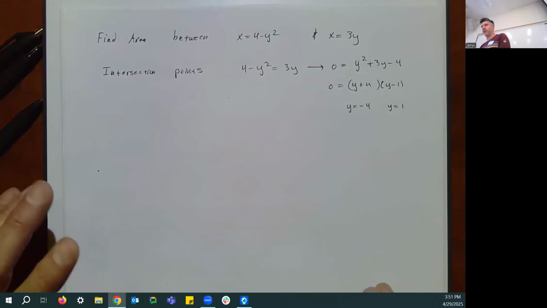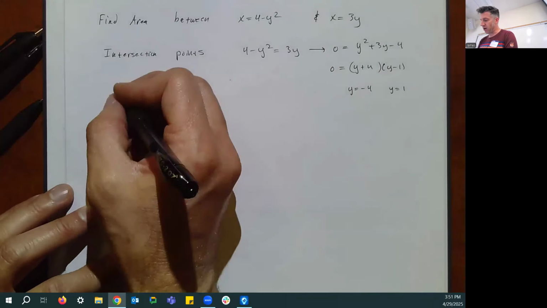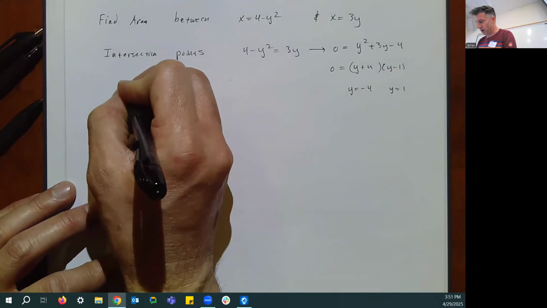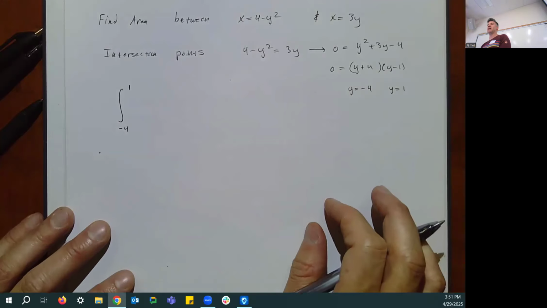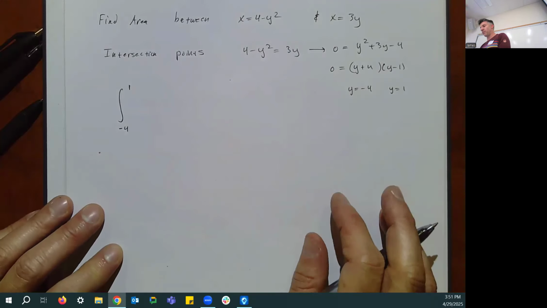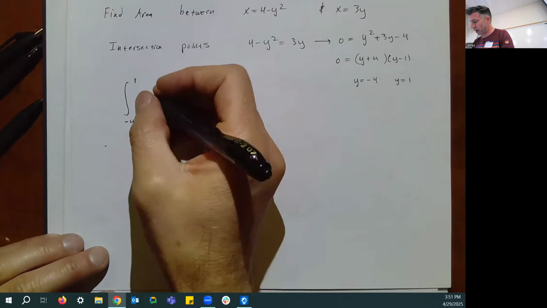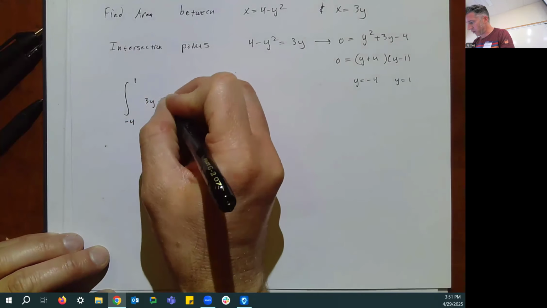I will draw the picture afterwards, but I'm going to avoid that. So for now, I know I'm integrating from negative 4 to positive 1, and I'm going to incorrectly assume that my top function, although really if it's with respect to y, it's not your top, it's your rightmost function minus your leftmost function. I'm going to incorrectly assume that my top function is 3y and my bottom function is 4 minus y squared.